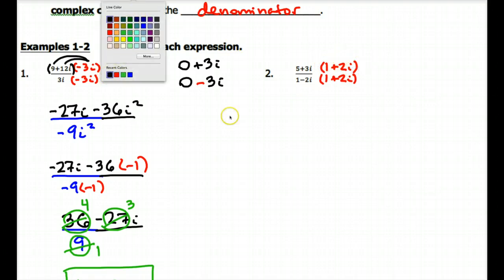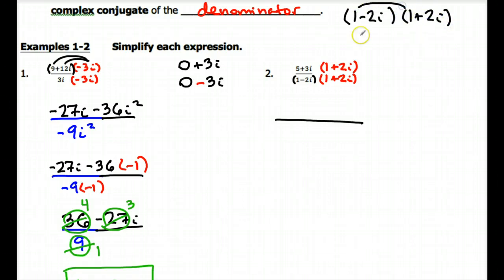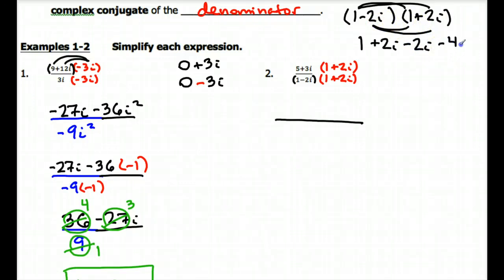Okay, so now let's go ahead and check out the bottom and see what we get. On the bottom, I'm going to be distributing. This is the quantity 1 minus 2i times the quantity 1 plus 2i. I'm going to show this step up here just to save myself a little bit of room. So we have 1 minus 2i times the quantity 1 plus 2i. So 1 times 1 is 1. 1 times 2i is positive 2i. Negative 2i times 1 is negative 2i. And negative 2i times 2i is negative 4i squared.